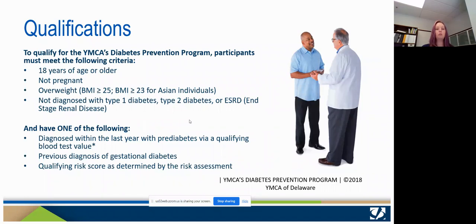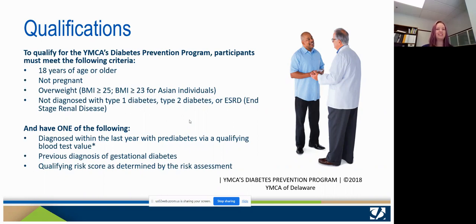They do have to be overweight, so we're looking for a BMI of 25 or higher, or 23 or higher for Asian individuals. Again, we're focused on prevention, so the individual cannot already have a diagnosis of type 1 or type 2 diabetes. Or if they're Medicare beneficiaries, they cannot have end-stage renal disease. If we can check off those 4 boxes, we're going to assess if they're at risk for pre-diabetes or type 2 diabetes via either the CDC risk quiz, as Danielle has mentioned, or through their blood glucose values. We're going to take a look at those next.